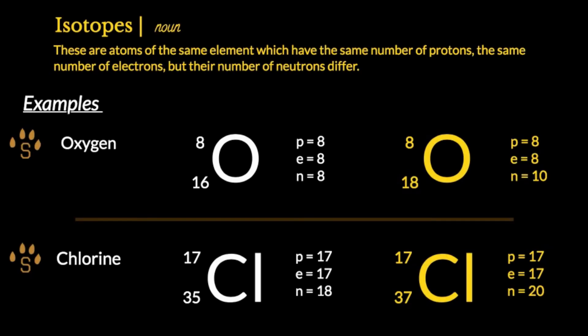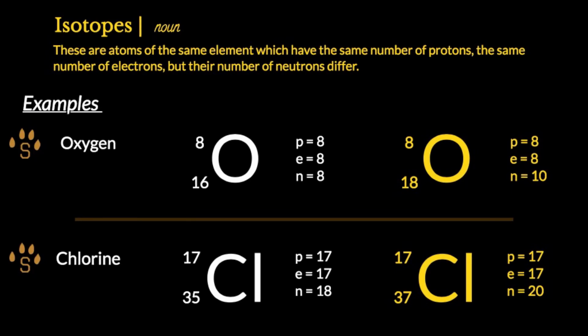So what are isotopes? Isotopes are atoms of the same element which have the same number of protons, the same number of electrons, but their number of neutrons differ. So for example, we have oxygen, and its atomic number is 8 and its nuclear number is 16. As we all know, the atomic number is the number of protons and also the number of electrons. So our protons are equal to 8 and our electrons are equal to 8. But for our neutrons, the neutrons are equal to the difference between the nuclear number and the proton number, or the atomic number. And the difference is 16 minus 8, which is 8. So everything is just equal to 8.